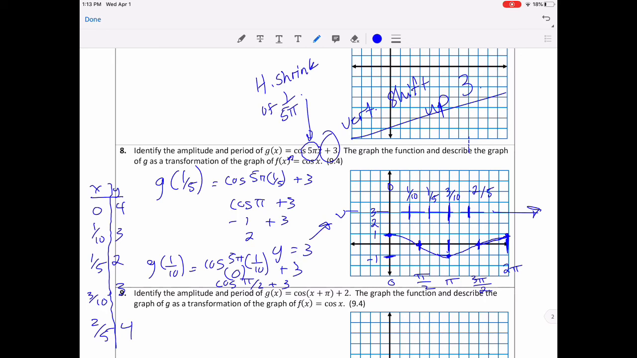At 0, I'm at 4 here. 1/10, I'm at 3. 1/5, I'm at 2. 3/10, I'm at 3. And 2/5 here, my final location, I'm at 4. And then again, I want to draw my shape.